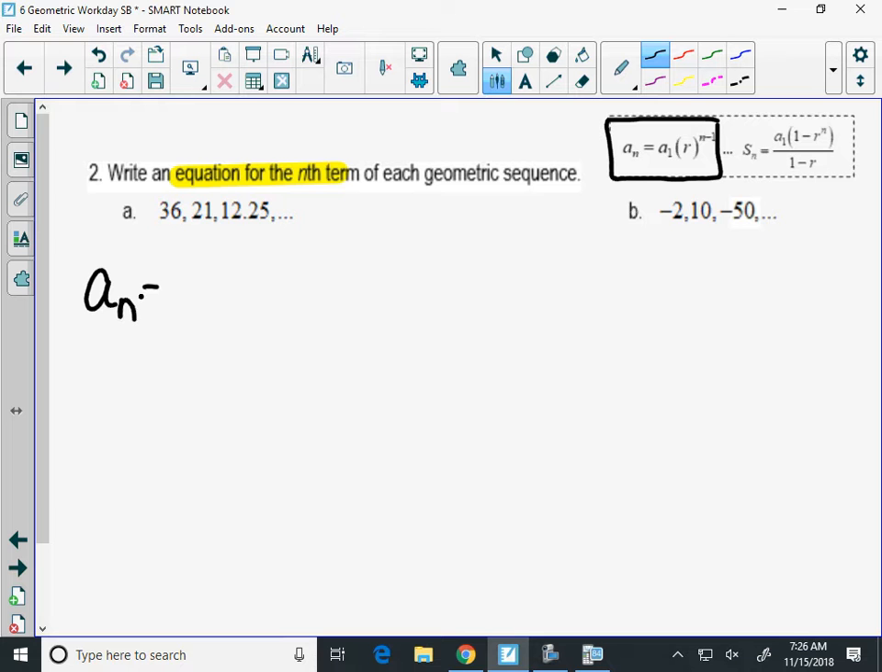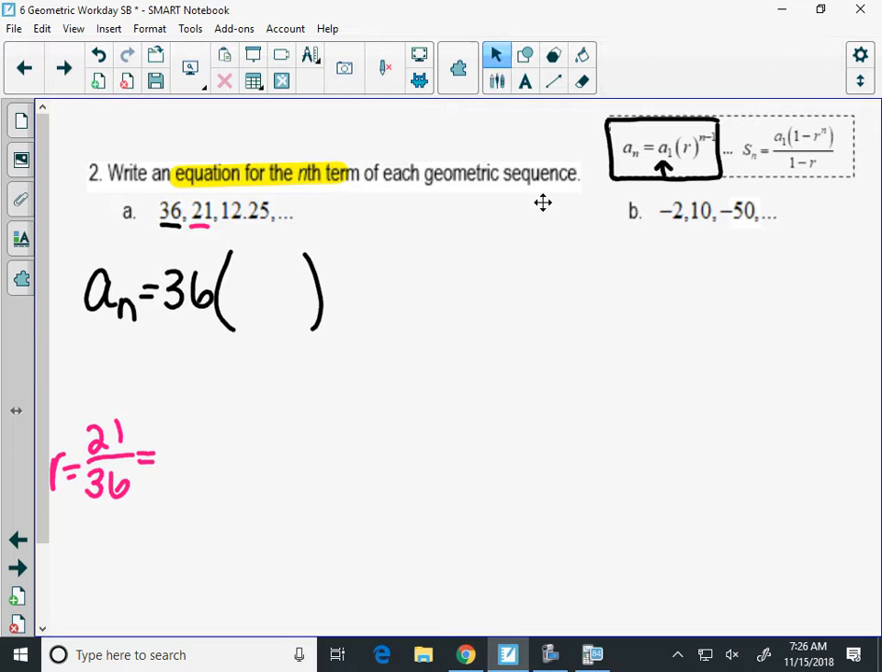So when I write this equation, I need to know a couple of things. I need to know what a sub 1 is. A sub 1 is the first term. So my first term here is 36. Then in parentheses goes my r, my common ratio. And we can find the common ratio the same way that we did up above. 21 divided by 36. That's going to give me my common ratio.